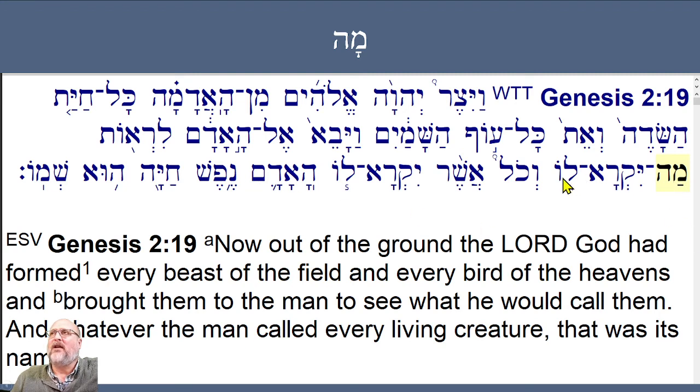Whatever he called it, everything which Ha'adam called the nefesh chayah, that was its name. He's being like Christ, the image of God. Christ is the perfected image of God. As Adam was to pronounce judgment, to be a little picture of what God did when God said, and God saw that it was good. Jesus, as God incarnate, is functioning as what Adam failed to do.